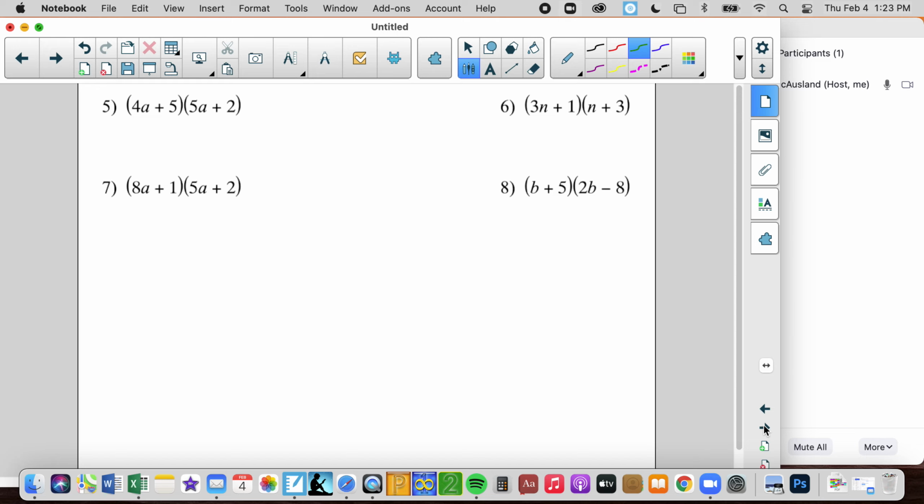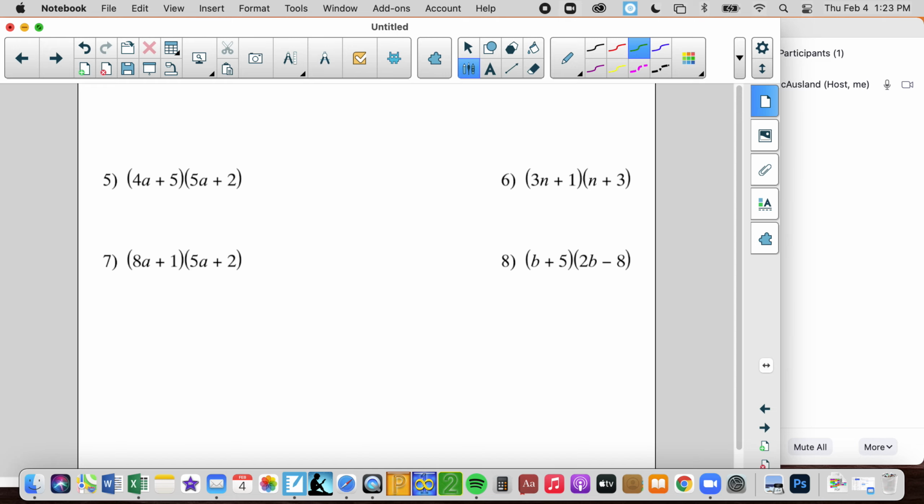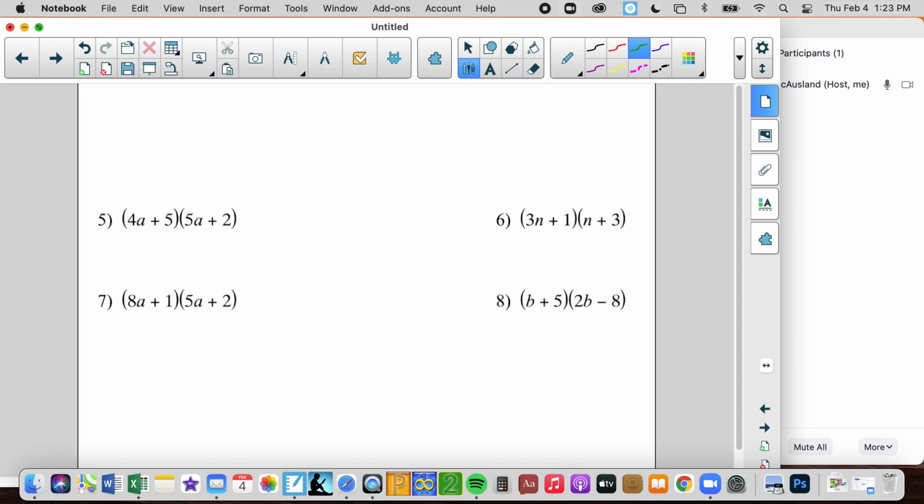Here we now have two binomials. So what we have to do is we are going to use the FOIL technique. We're going to multiply the firsts, we're going to multiply the outers, we're going to multiply the insides, and then we're going to multiply the lasts. So we have, how am I going to do that? Where am I going to do it? Let's do it here. So the first would be 4a times 5a.